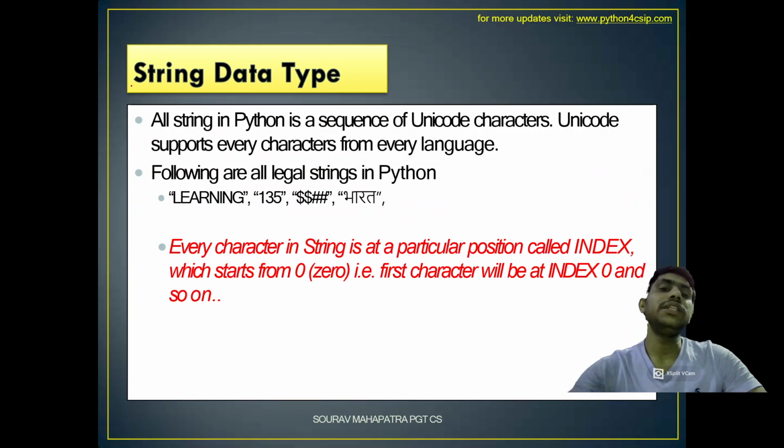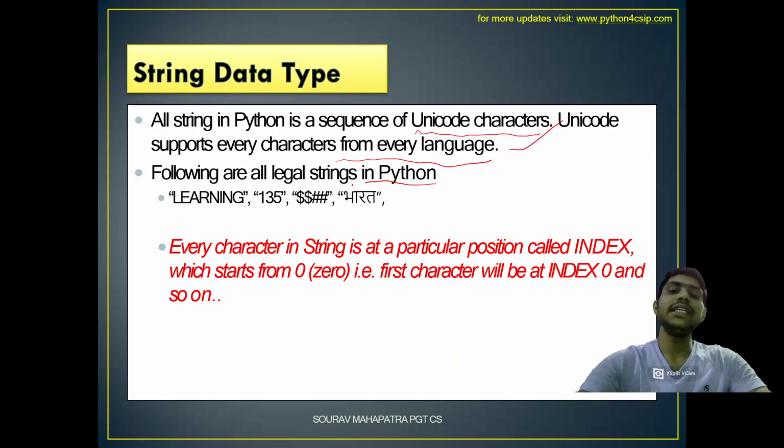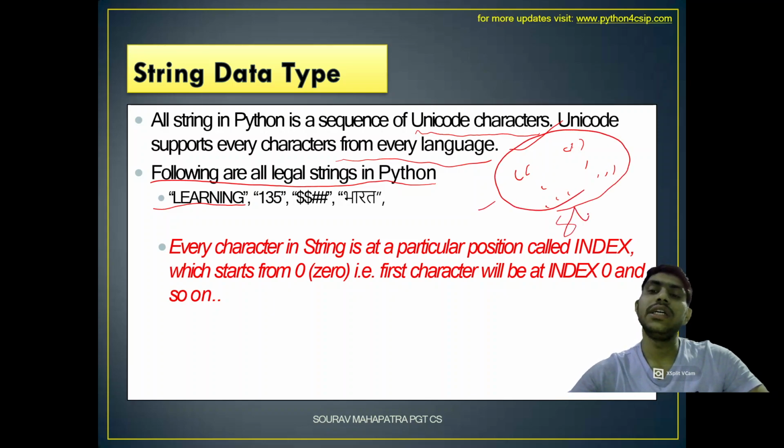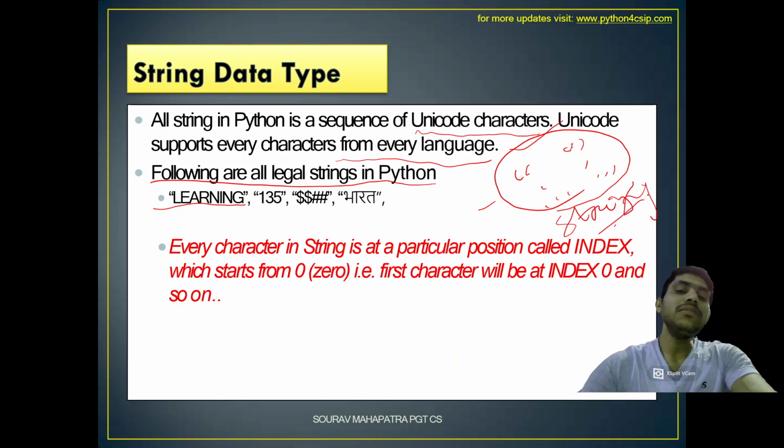String data type. A string in Python is a sequence of Unicode characters. Okay, Unicode supports every character from every language. Following are the legal strings in Python. You can see a sequence of characters enclosed within a double quote, okay, or single quote. Clear? Then we can call it string type data.